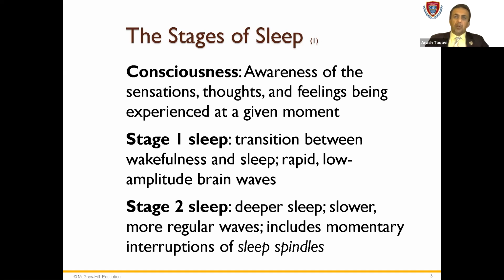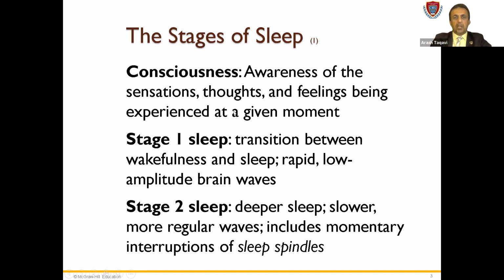And after that, we go to the stages of sleep. Sleep has 4 stages. The first three stages are non-REM. Non-REM means non-rapid eye movement stages. And the fourth stage is called the REM stage, which we will talk about. The first stage is the transition between wakefulness and sleep, with rapid, low amplitude brain waves.